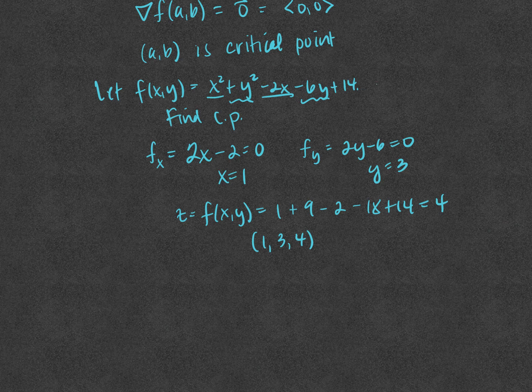This equation is an elliptic paraboloid. This is the vertex for our elliptic paraboloid, and that's the easy way to find it. This is our critical point.